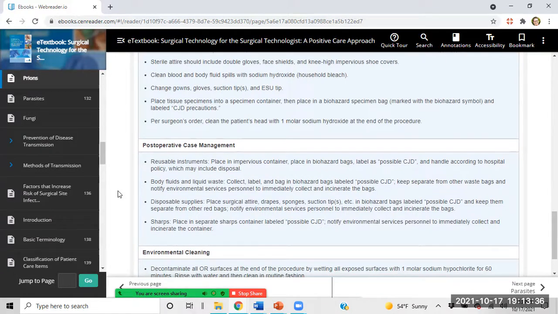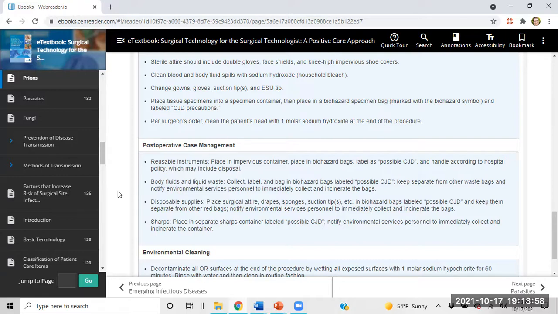Post-op, all of your instruments that are reusable, you're going to place in an impervious container in a biohazard bag, label it possible CJD, and handle that according to the hospital policy. And it may include disposal, you know, even though it is reusable, they may choose to dispose of those.